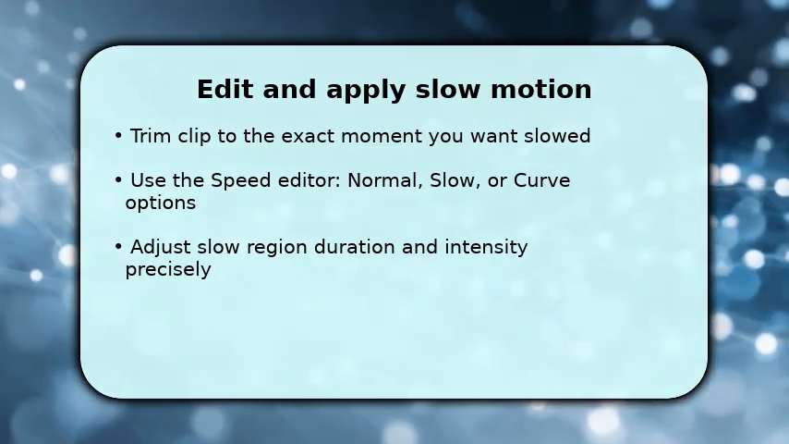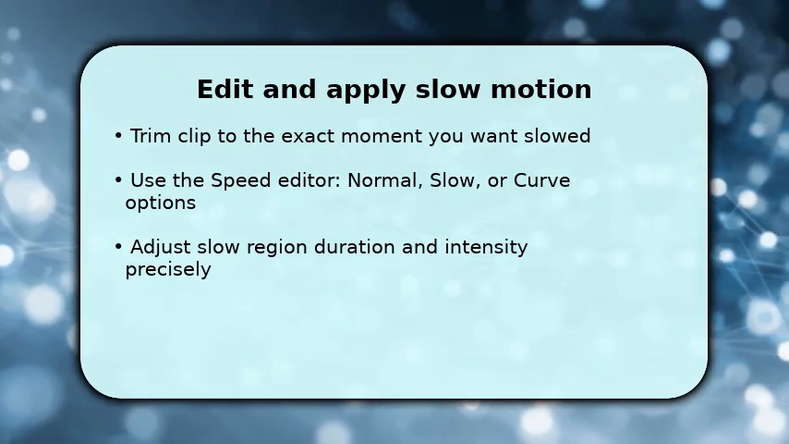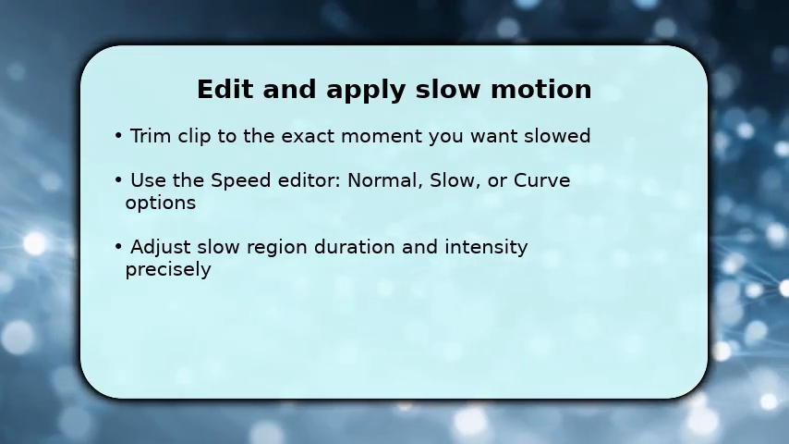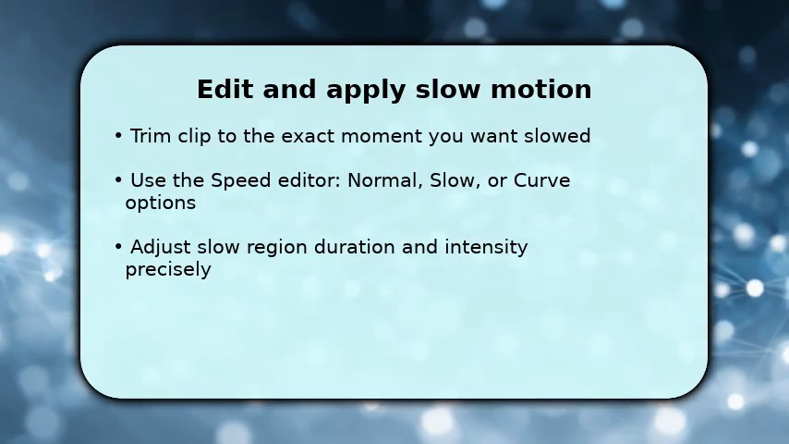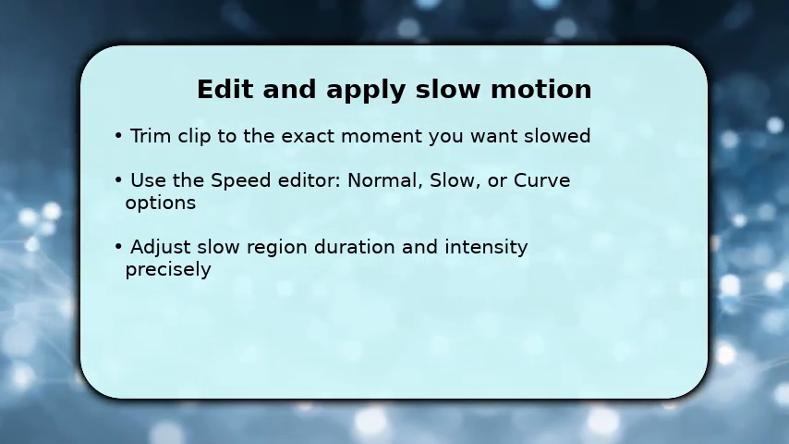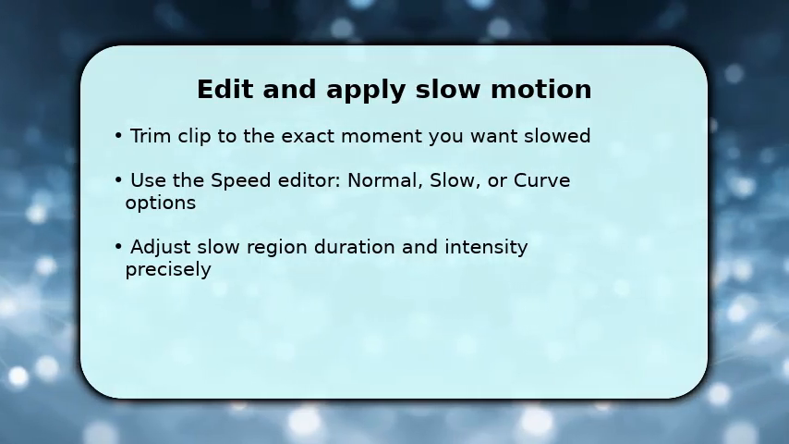Then open the speed or time controls. You can pick preset slow speeds or use curve tools to ramp speed gradually. Drag handles to define the slow motion start and end. Increase intensity for dramatic effect, but avoid overslowing, which causes choppiness. Preview repeatedly to confirm timing and rhythm feel natural.